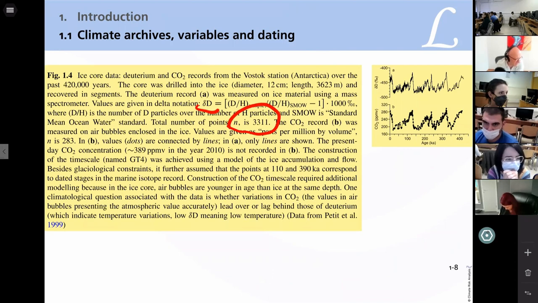It gives you the number of points, 3311 for the deuterium, and 283 for the CO2. Also, you note that these values go up only to about 300 ppmv. At the moment, we have over 400, okay? Therefore, these ice cores can't measure the current value well, because it's a paleoclimate record. The spacing is in the order of a few thousand years. If you want to know about the current CO2 value, you have to use other, more recent measurements. It's a lengthy caption, and you can, of course, study it in your leisure time.